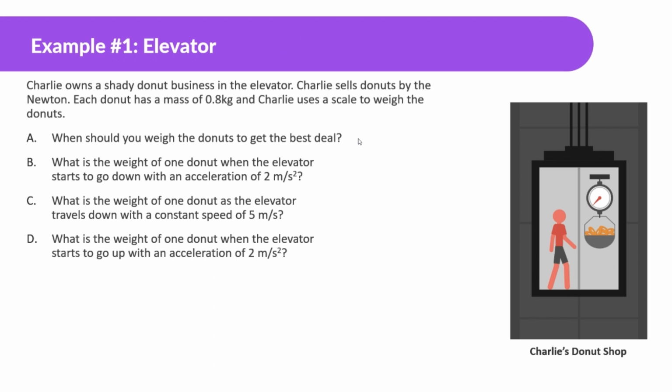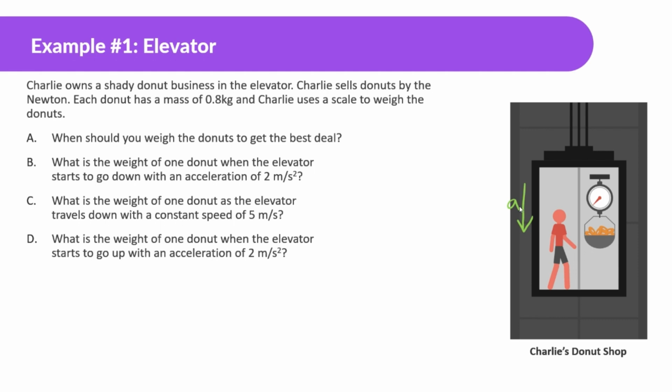Okay, so if this donut shop is in the elevator, we should know that these donuts are going to weigh the least when it's accelerating downwards. If it's accelerating up, it's going to weigh more. If it's going with constant speed, or if it's not moving, it's going to be the same amount.